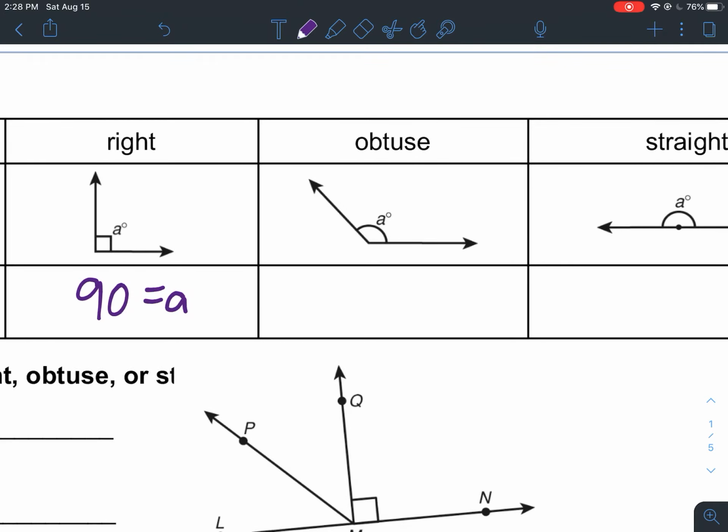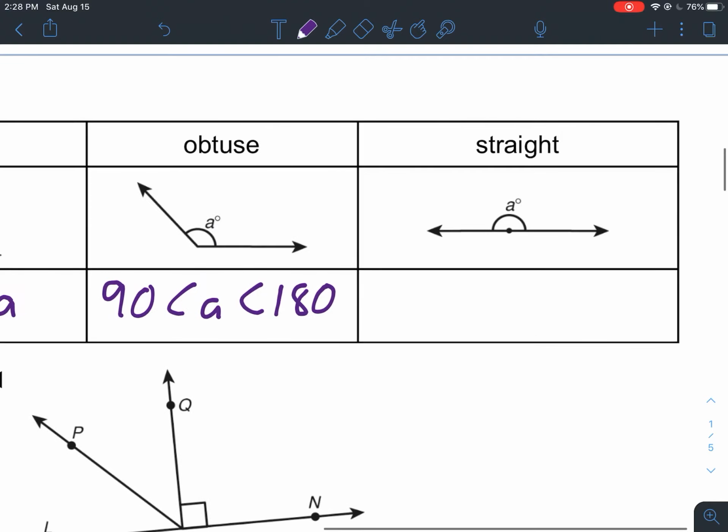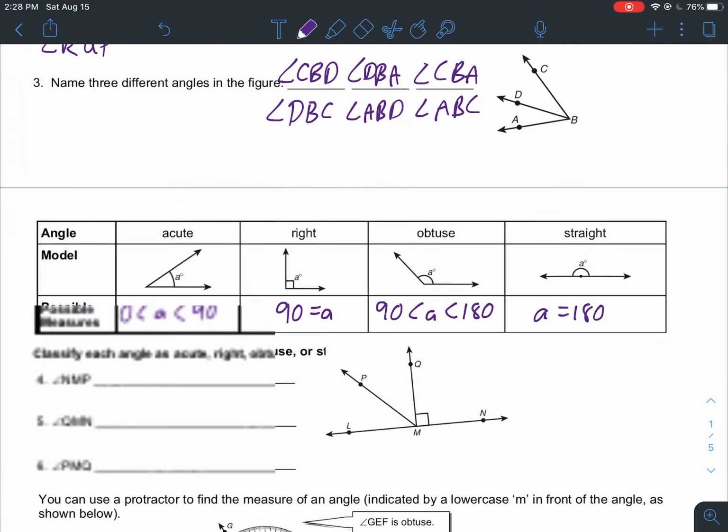An obtuse angle is anything bigger than 90, but less than 180. And of course, a straight angle is exactly 180. And that's as big as we're going to go for most of the chapters in this class. There is one chapter later on in the year that will be bigger than 180, but we are only going to go between 0 and 180 for most of the chapters in this class.